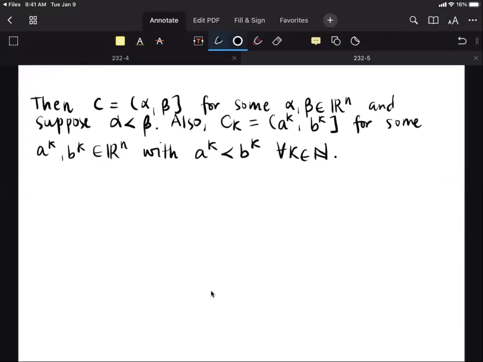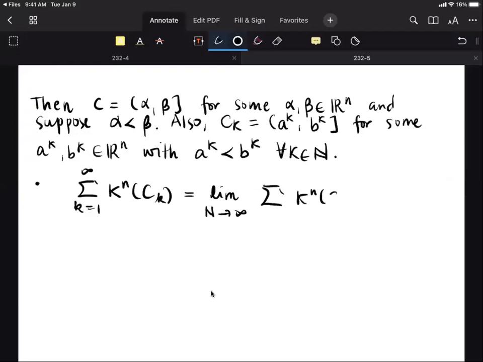So to prove additivity, let's start with what? With the sum of the elementary contents of the cells, C sub k, k from 1 to infinity. Of course, this series is equal to the limit of the partial sums, k from 1 to N, as capital N goes to infinity.